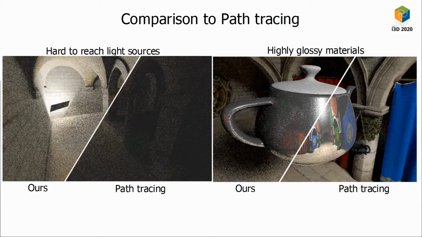Here is another comparison to path tracing. The image to the left shows an area light source placed at the corner, which is sampled well with our substitute tree, while path tracing has difficulties connecting the rays to the light source.